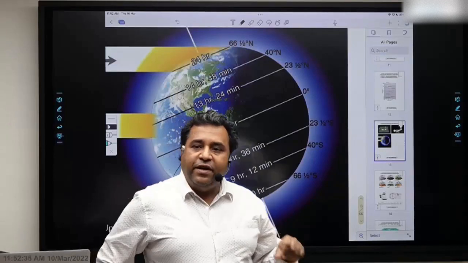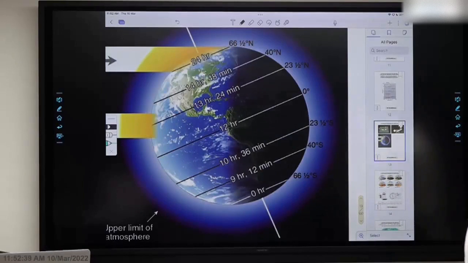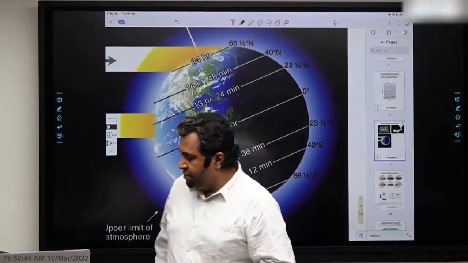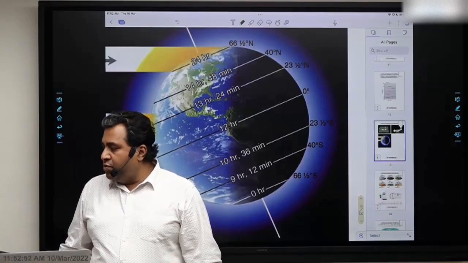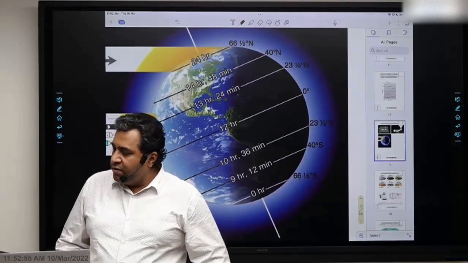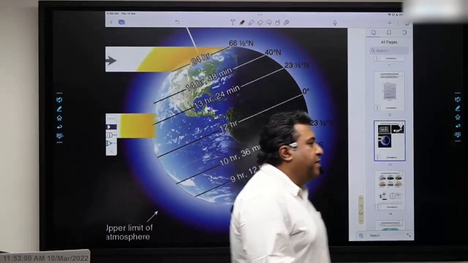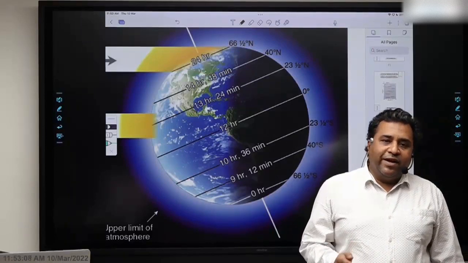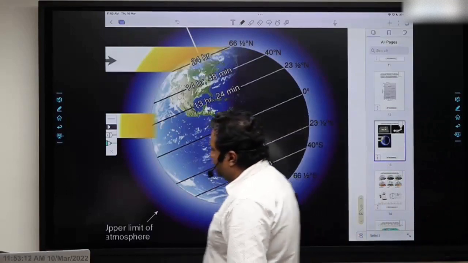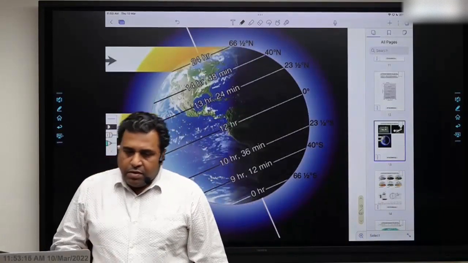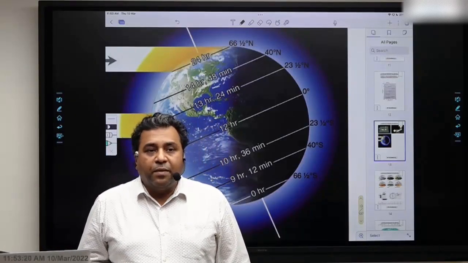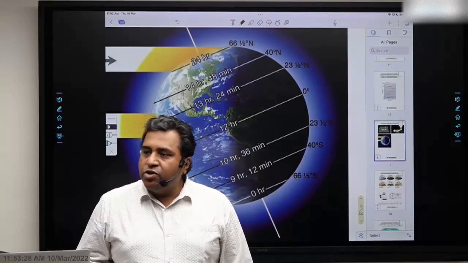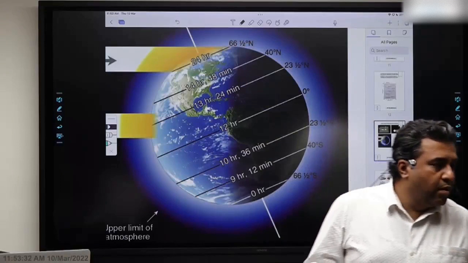So you can write: the varying tilt of the earth with respect to the sun will also vary the amount of sunlight received at a location, and also the duration of sunlight received at that location.